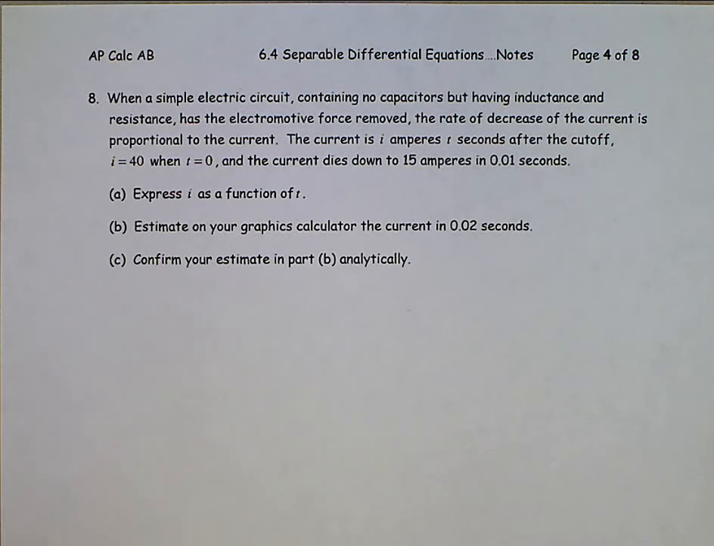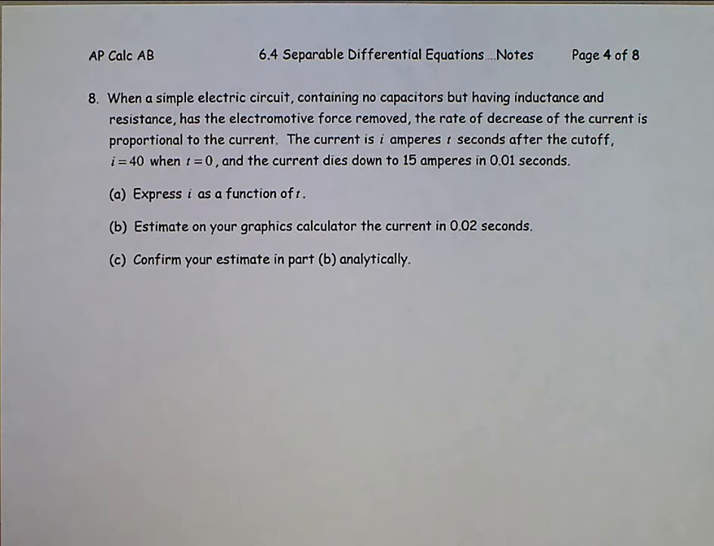When a simple electric circuit containing no capacitors but having inductance and resistance has the electromotive force removed, the rate of decrease of current is proportional to the current. The current is I amperes 10 seconds after the cutoff, and I equals 40 when t equals 0, and the current dies down to 15 amps in 0.01 seconds. Express I as a function of t, estimate on your calculator, and confirm your estimate analytically.